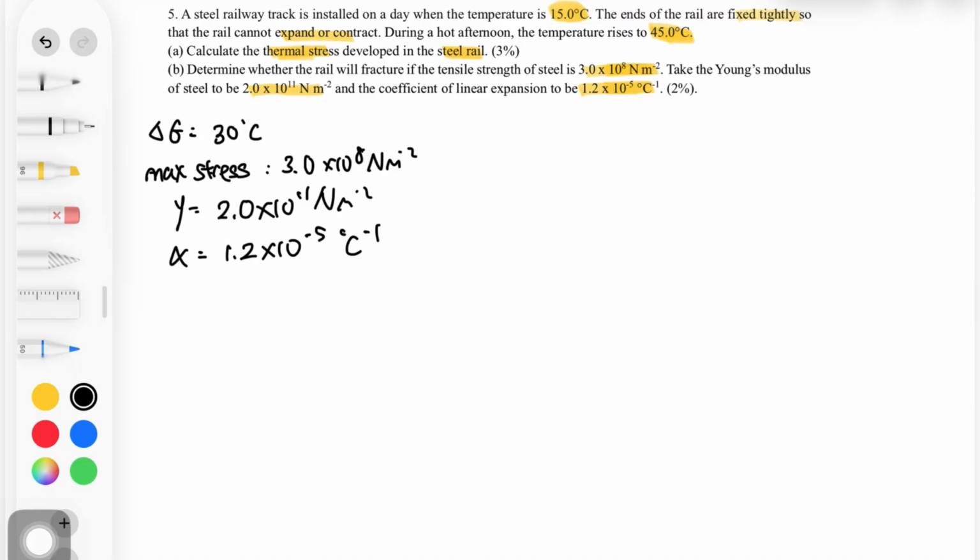Okay, let us see the formula we have. First is to calculate the stress. We want to find the stress. Max stress and stress are different. Stress is the current stress we're handling, and max stress is the maximum stress that we can handle.